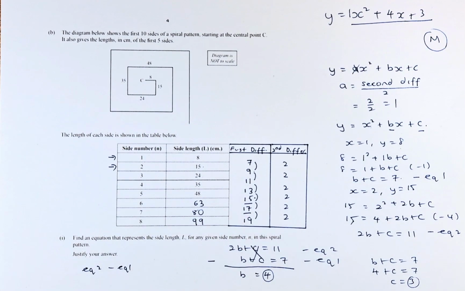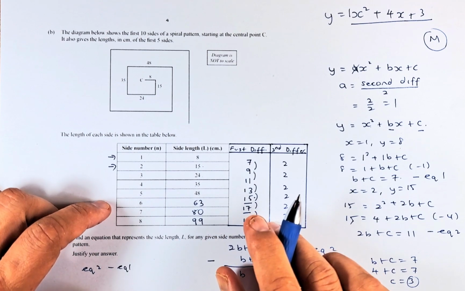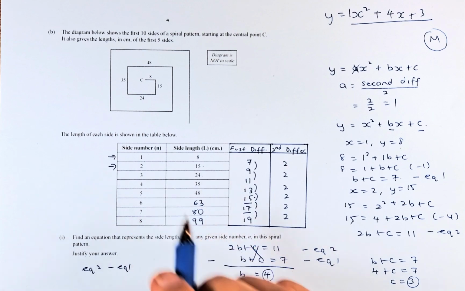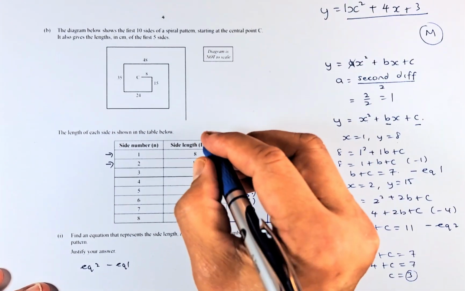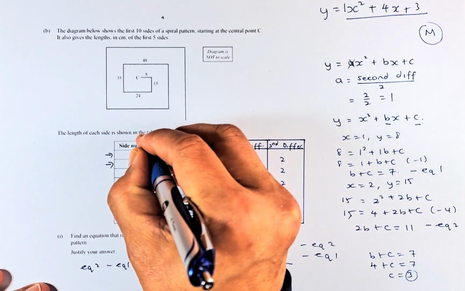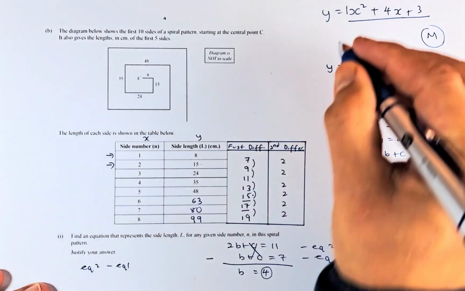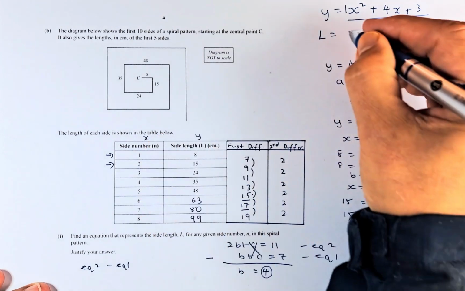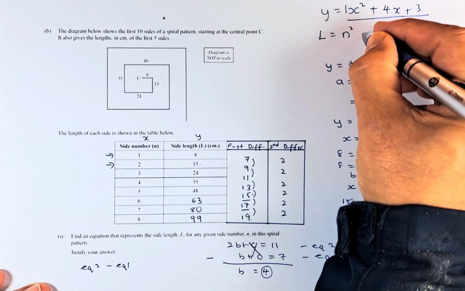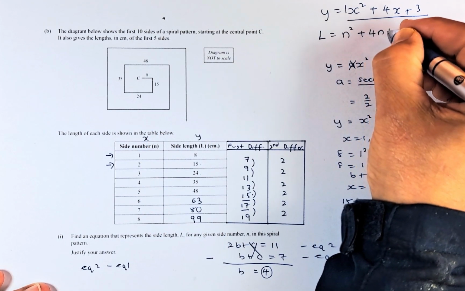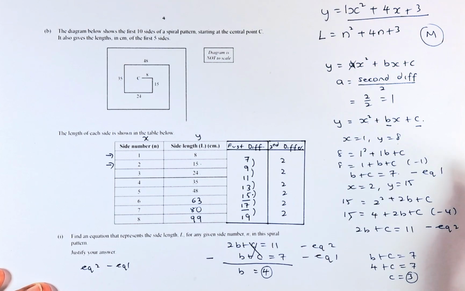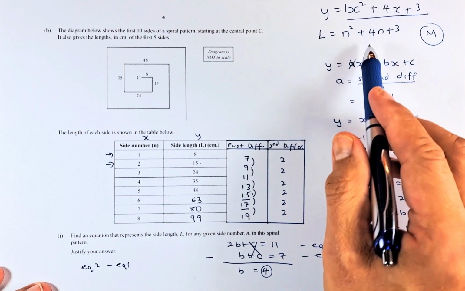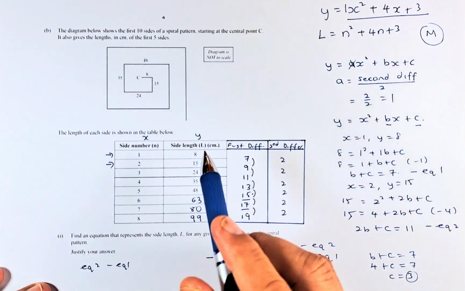Okay, now we have this equation, and the next question is asking you to plot the graph, okay? So instead of y and x, because this is your y and this is your x, we're going to put in terms of L and N. So y is now replaced by L. Your x is replaced by N. So the answer is L equals N squared plus 4N plus 3. Okay, that's the merit.